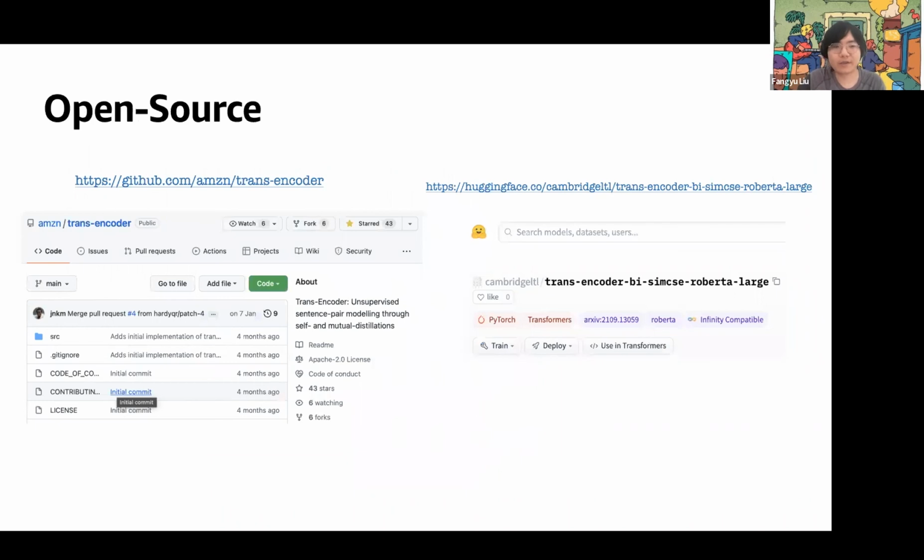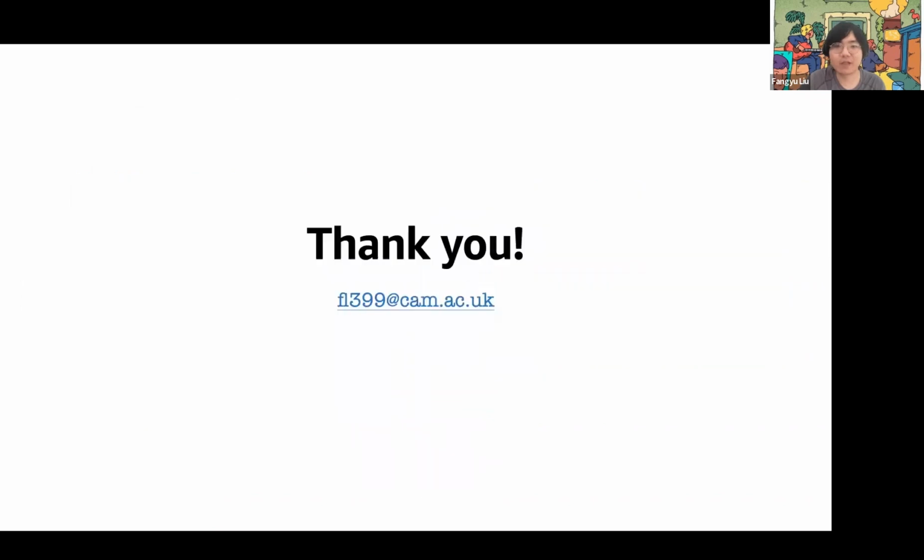Our models and code are all open source. Feel free to check them out, and I'll be happy to take any questions. Thank you. That'll be everything.